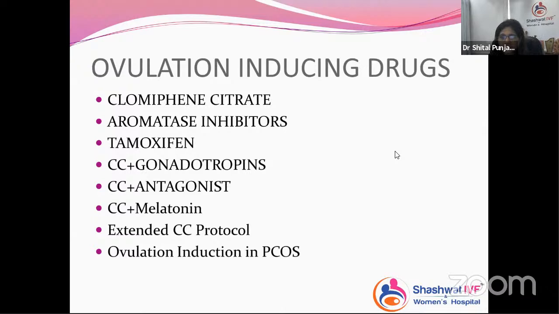There are other induction agents also, like tamoxifen. Then there are multiple protocols: clomiphene citrate plus gonadotropin, clomiphene citrate plus antagonist, clomiphene citrate plus melatonin, and the extended clomiphene citrate protocol. And there is an altogether different, individualized, customized approach for ovulation induction in polycystic ovarian disease. In clomiphene also, there are multiple variable protocols, and the dosage varies from 50 milligrams to 150 milligrams depending on the pathology, age, and BMI of the patient. In letrozole also, the aromatase inhibitor group, it is like a step-up, step-down protocol, and it all depends on the individual choice of the clinician, looking at the age and BMI of the patient and the pathology, of course.